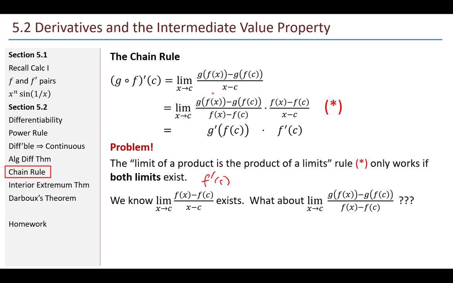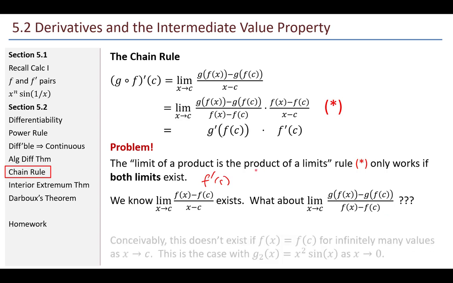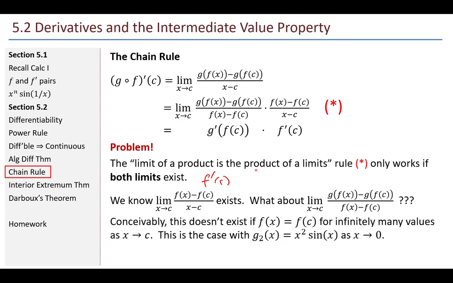But what about this first factor, this first limit? Conceivably, that limit doesn't exist if f of x equals f of c for infinitely many values as x approaches c. In fact, this will be the case with the g2 function, g2 of x equals x squared sine of 1/x as x goes to 0. And so that denominator for infinitely many values as x approaches c becomes undefined. And so this whole fraction never actually approaches any particular value.